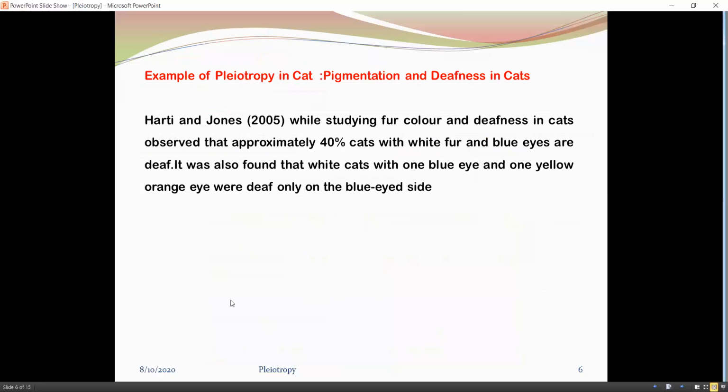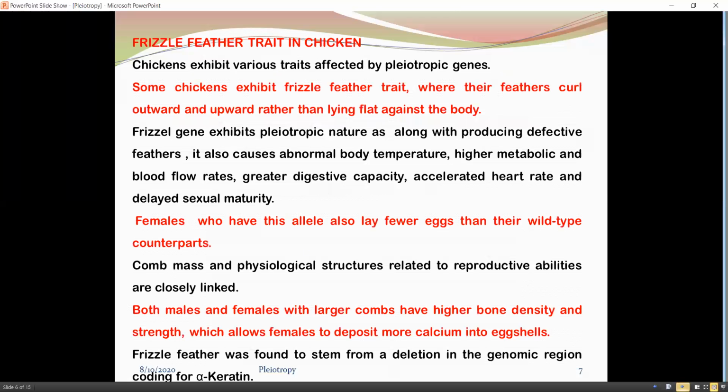Example of pleiotropy in cats: pigmentation and deafness in cats. Hathi and Jones, 2005, while studying fur color and deafness in cats, observed that approximately 40% of cats with white fur and blue eyes are deaf. It was also found that white cats with one blue eye and one yellow-orange eye were deaf only on the blue-eyed side.